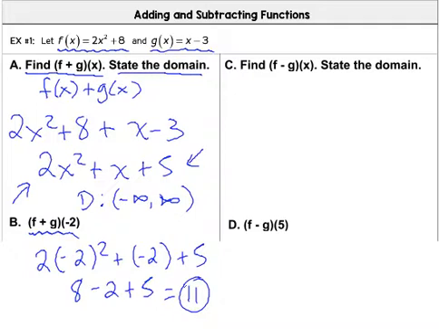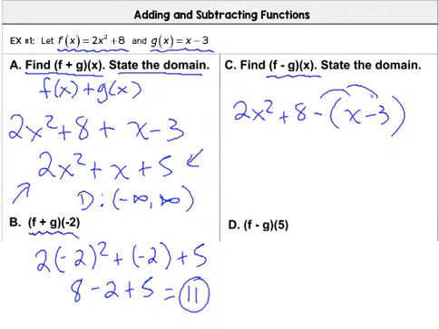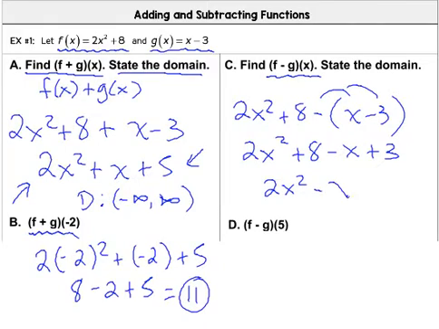Moving over to part C, I could also subtract these two functions, f minus g of x. So I'm going to take f of x, which is 2x squared plus 8, and I'm going to subtract g. Be sure to use parentheses here. We're subtracting the entire quantity. That means I'm going to distribute this negative, and I will get 2x squared plus 8 minus x, and then a plus 3 to create the new function 2x squared minus x plus 11.